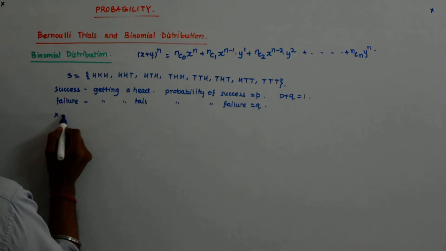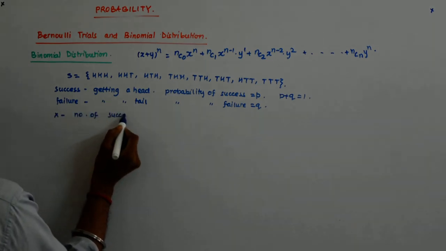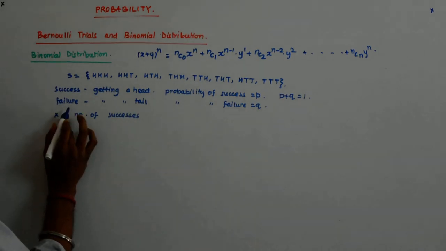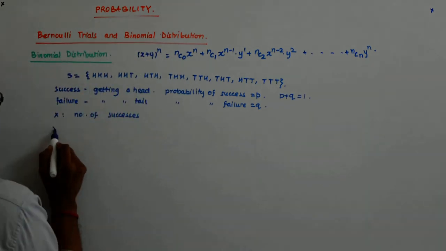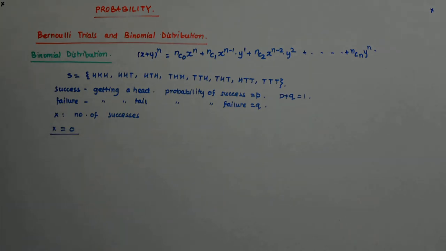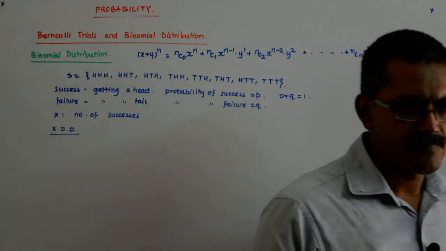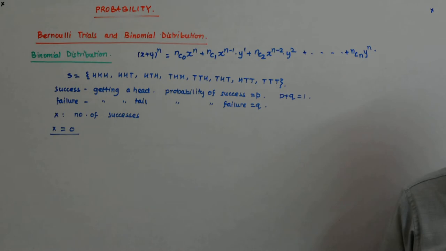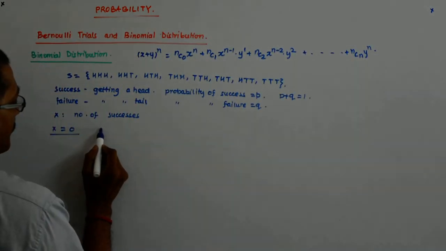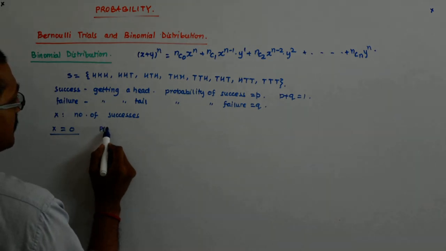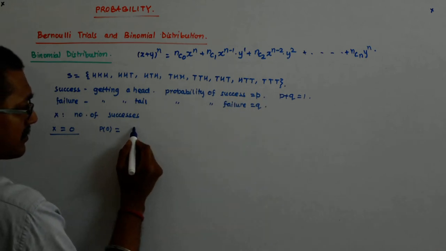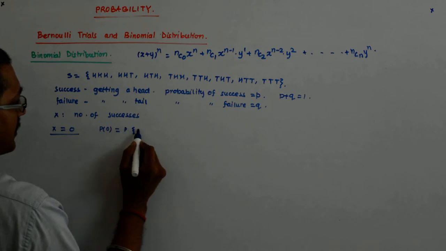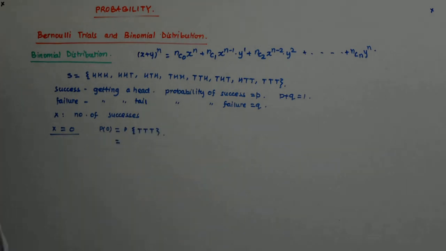Now X, the random variable, is the number of successes. X is defined like that, the number of heads. So what values can it take? X is equal to 0 means no success. So it is q into q into q. So the probability of zero successes is the probability of getting a TTT. And what is that? That is 1 upon 8.